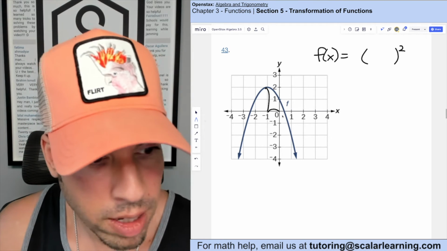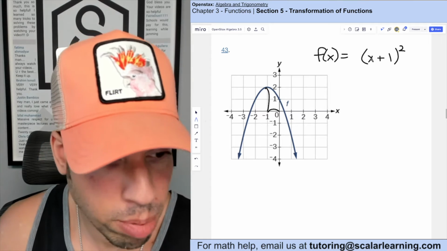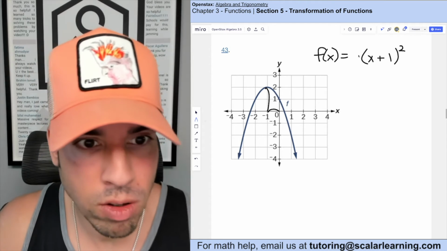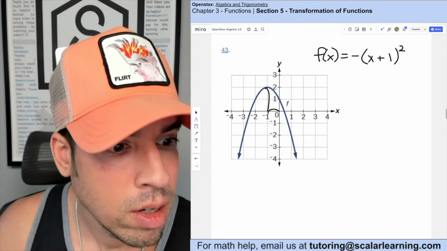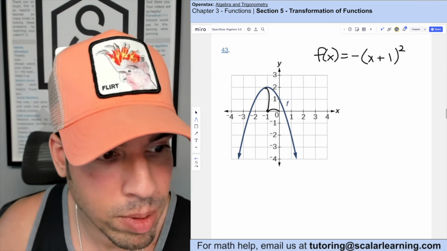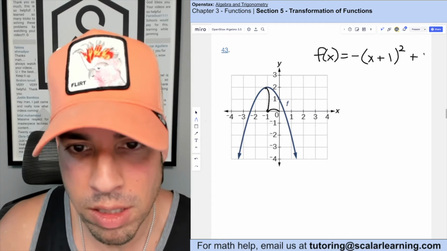So first I'm gonna apply that horizontal shift to the left. That's by adding 1 to the input. Then we're gonna reflect it down, right? We're flipping it down. That's gonna be the negation. So at this point, the vertex is here and it's going down. And then the last step is we have to shift it up by 2, shift that vertex up by 2. So we're going to add 2 to the entire function.